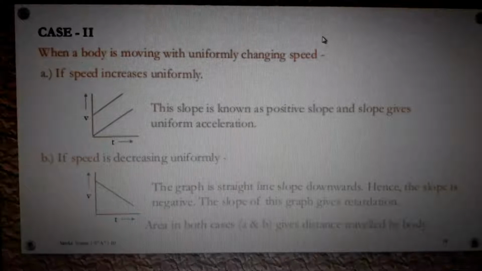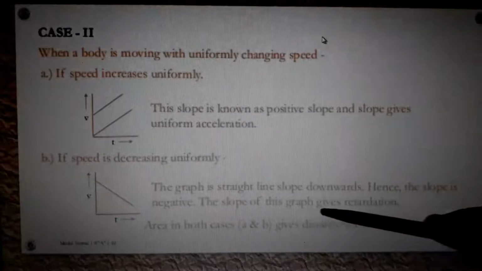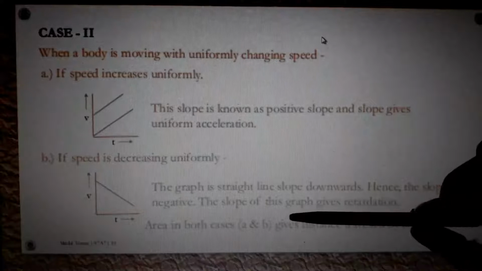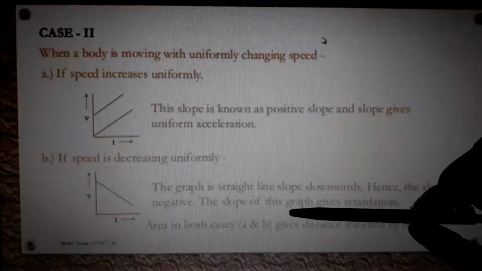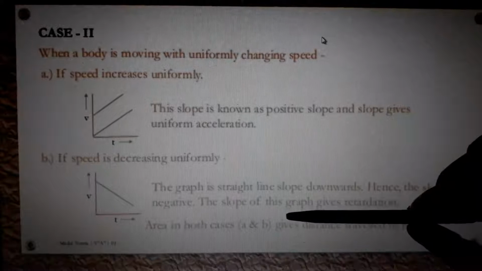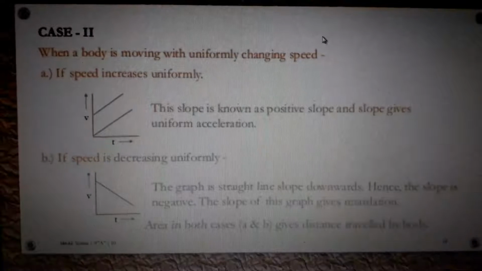Then the slope gives negative acceleration. And this term is something new for you, isn't it? Whenever acceleration is negative, it is called retardation. Okay? Remember this term, it is very important. We never say negative acceleration. At that time, we will say it as retardation.